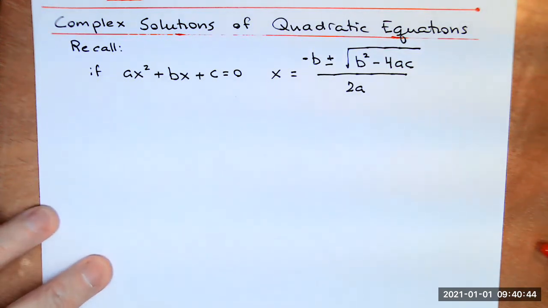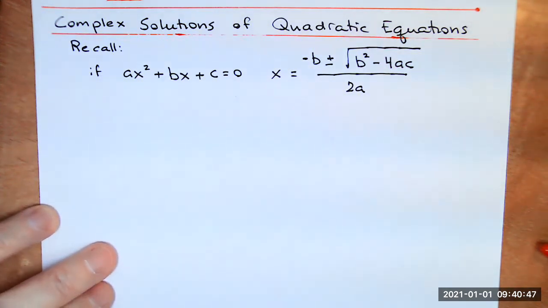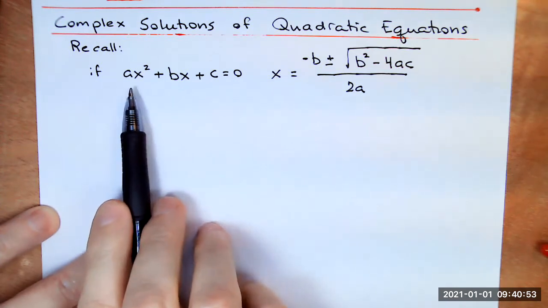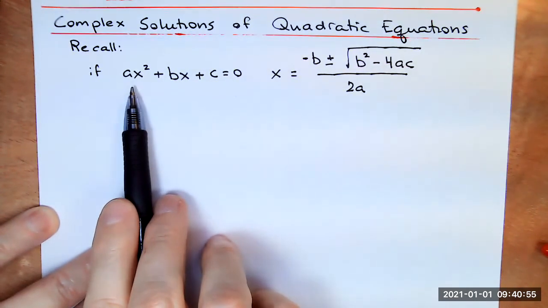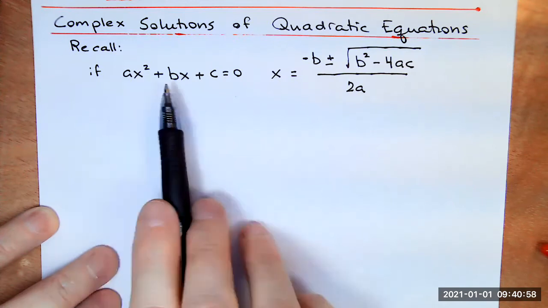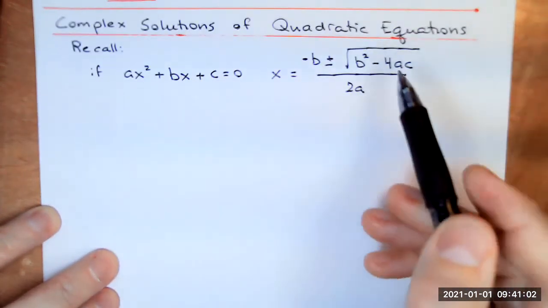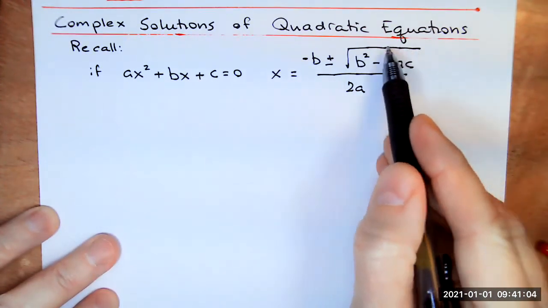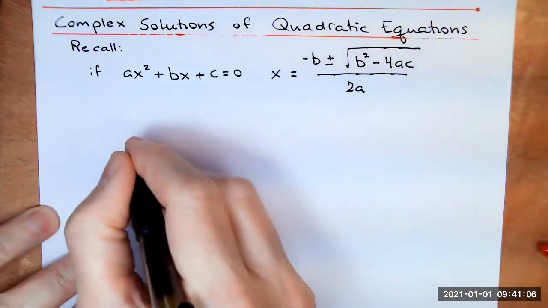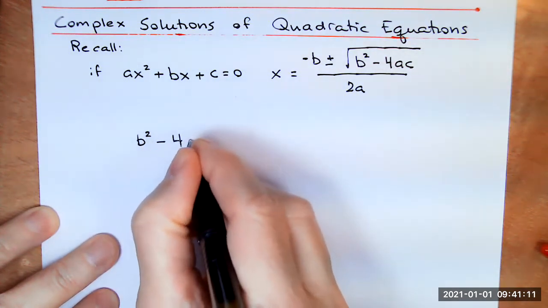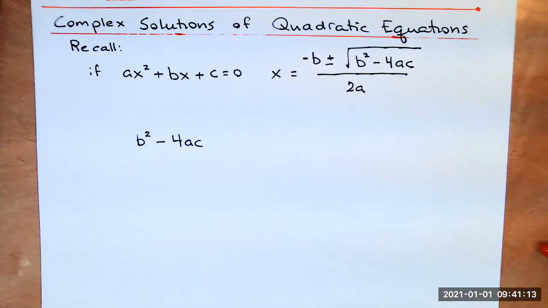All right, let's talk about complex solutions of quadratic equations. We started with a couple of very simple quadratic equations. Let's move on to some more complicated ones. So you'll recall from before, you learned the quadratic formula for any quadratic equation. And this part underneath the principal square root is called the discriminant. And it basically determines whether you get real answers and how many.